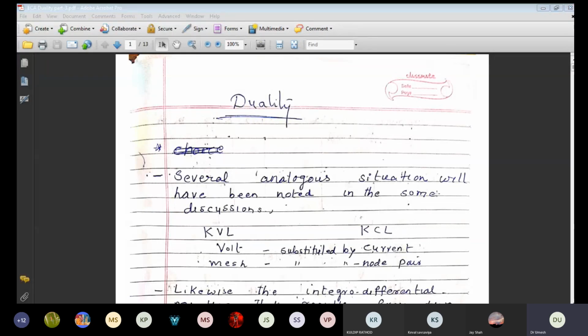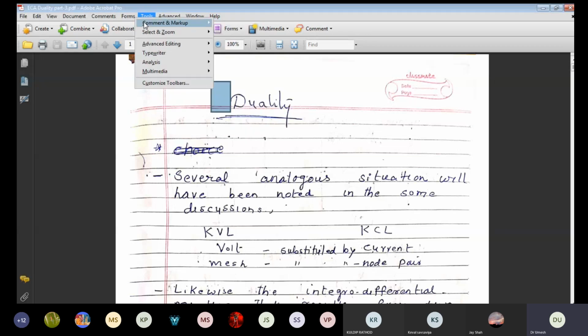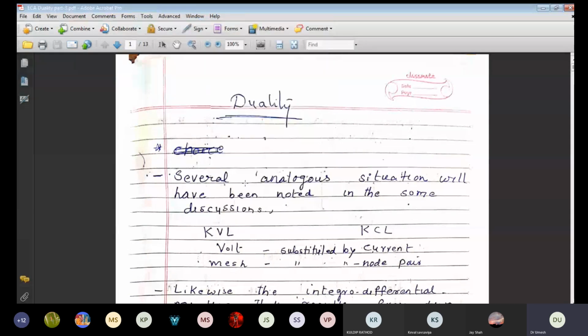So today we'll start with duality. Now, what do you mean by duality? That duality is something related with similarity.